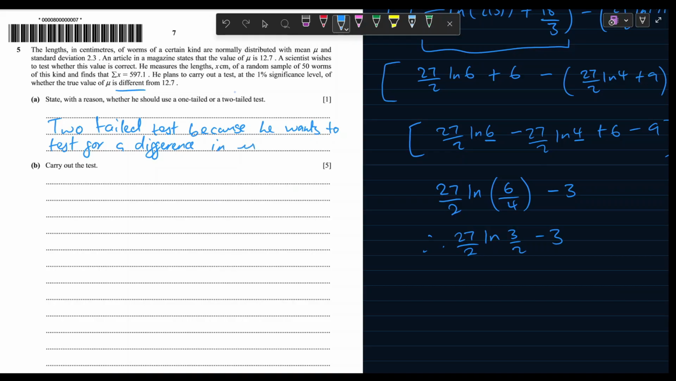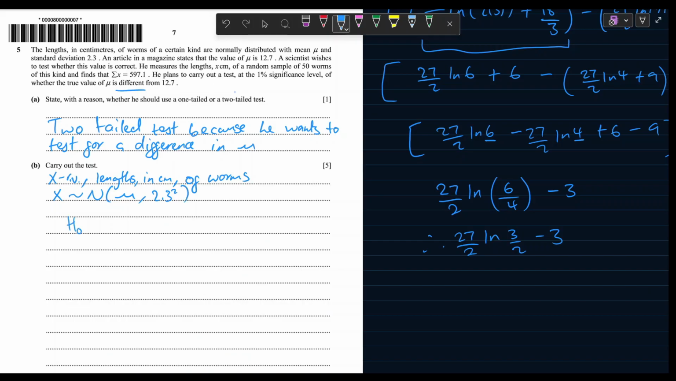And then part B says carry out the test. All right, so I'm just going to define our random variable so that we know what we are worried about. This is length in centimeters of some worms, and we know that they are normally distributed. So X follows a normal distribution with mean mu and variance 2.3 squared.